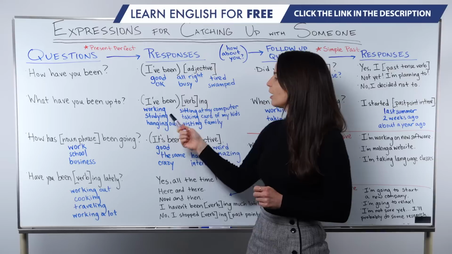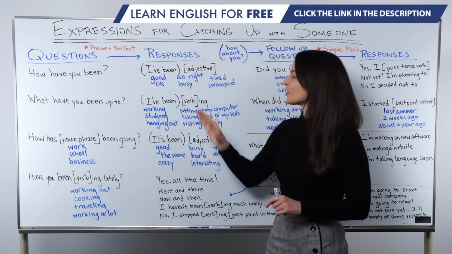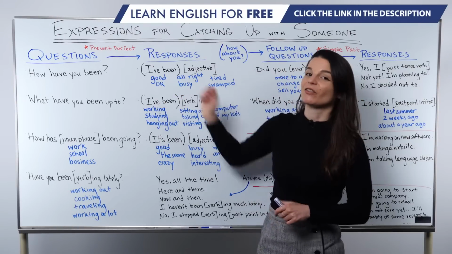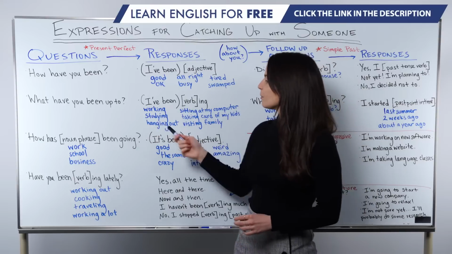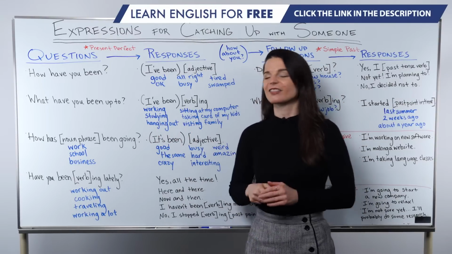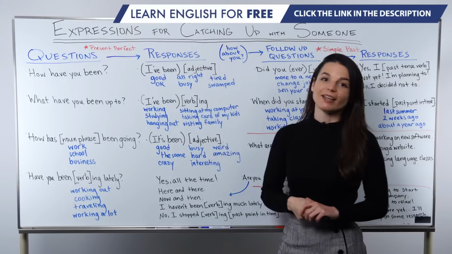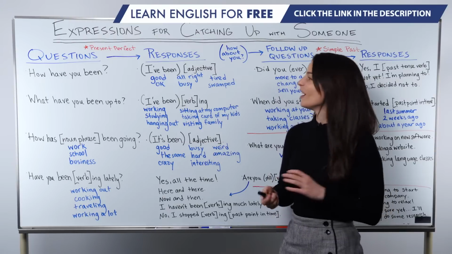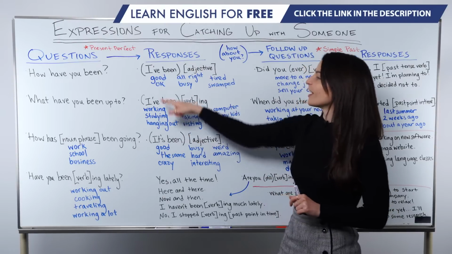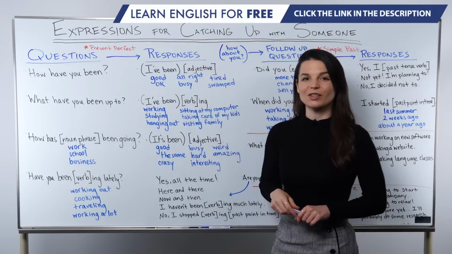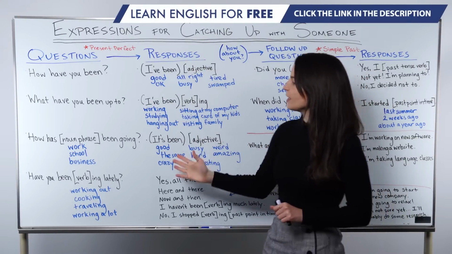What have you been up to? Working. So you can also just drop the I've been here too. It's very natural to do that. What have you been up to? Studying a lot. Or what have you been up to? Taking care of my kids. I've been so busy, and so on. So you can use these two together. It's very natural to use these two together. All right, let's move on to the next one.